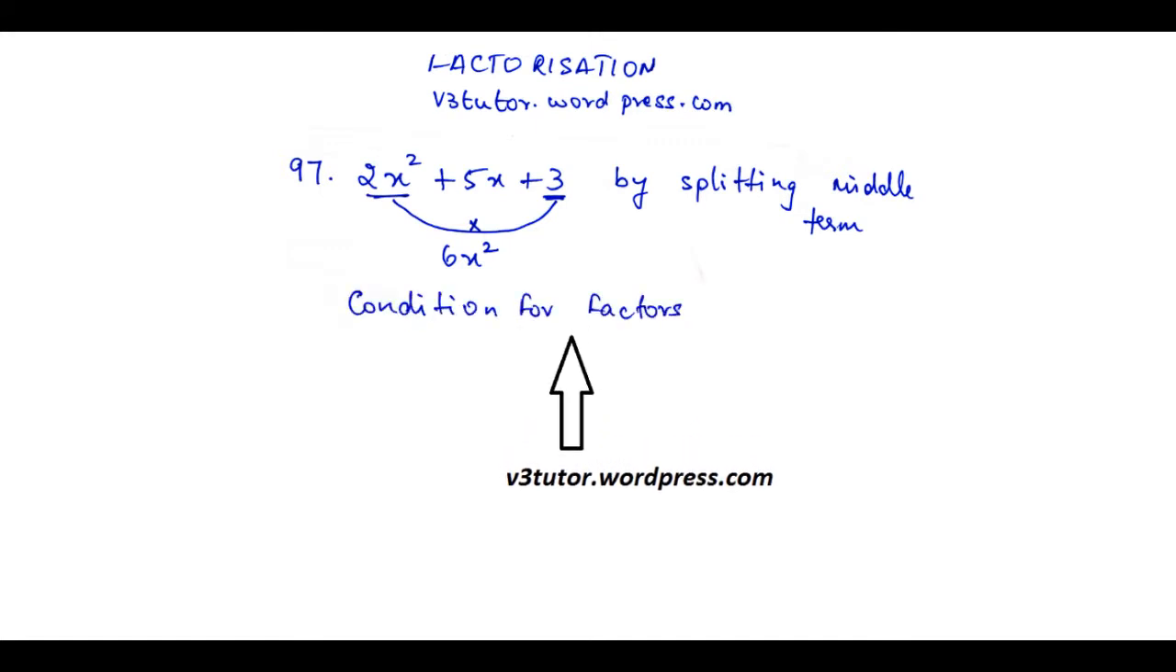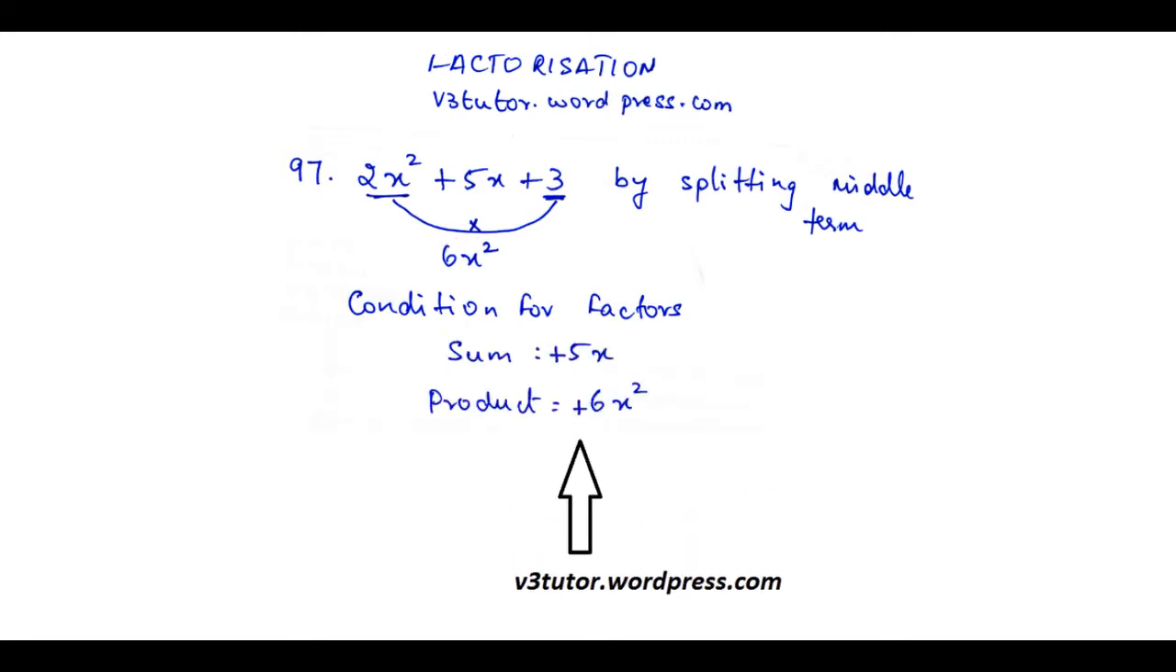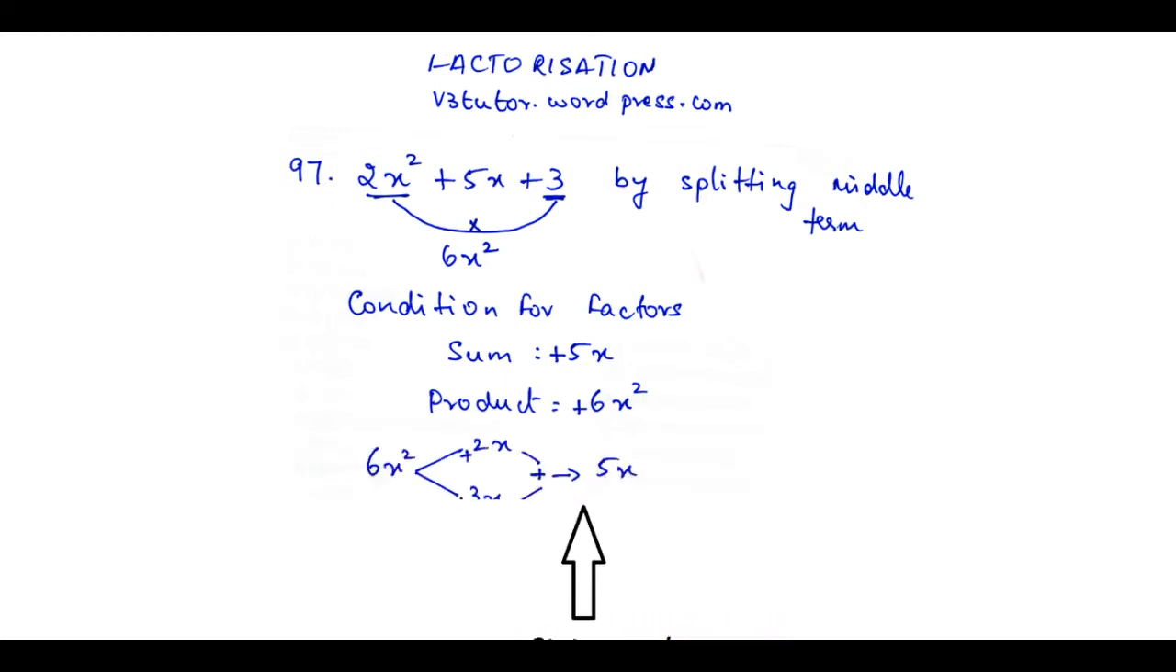Now you have to find factors for the 6x squared such that the sum of the factors is plus 5x and the product is 6x squared. That is, the sum should be equal to the middle term along with the sign, and the product should be equal to 6x squared along with the sign. So we have to find factors which satisfy both conditions. Now you see that 6x squared can be written as 2x times 3x. So 2x into 3x gives me 6x squared, and 2x plus 3x gives me 5x.